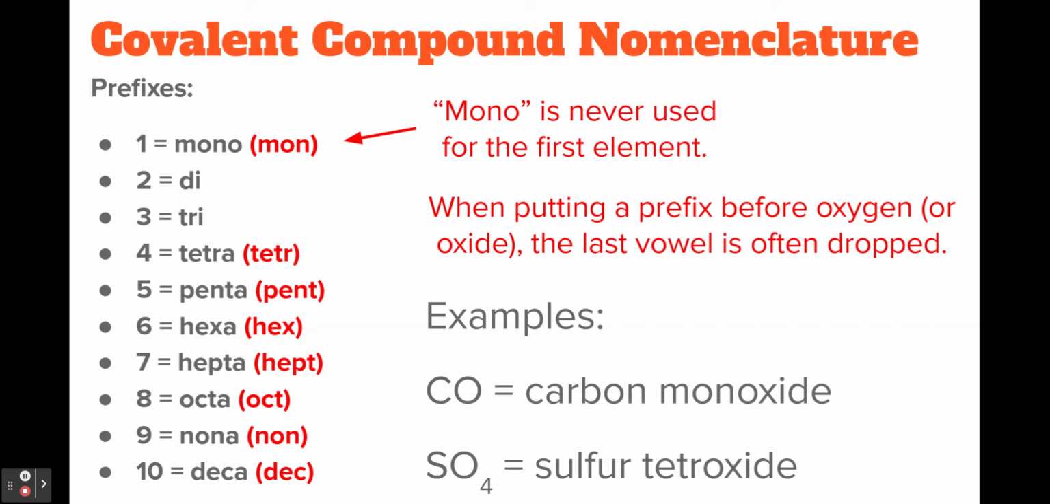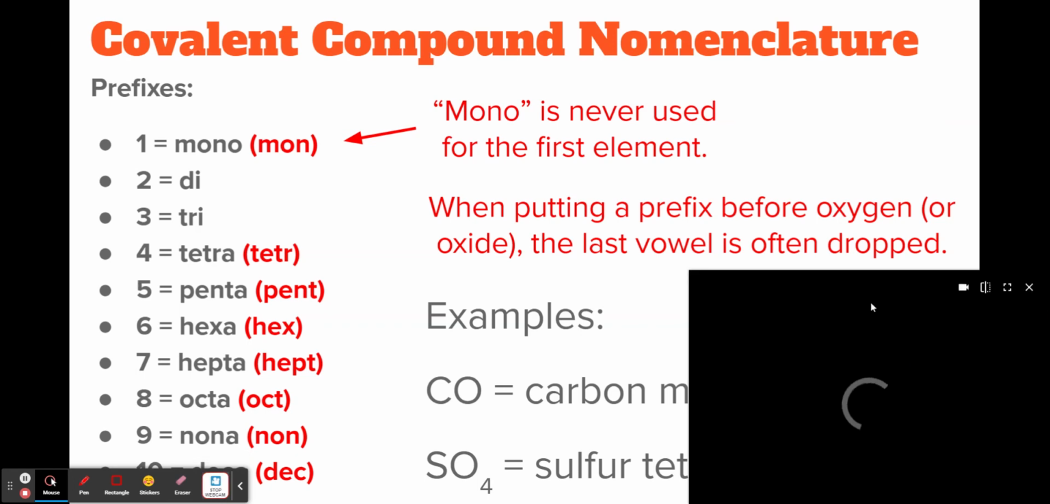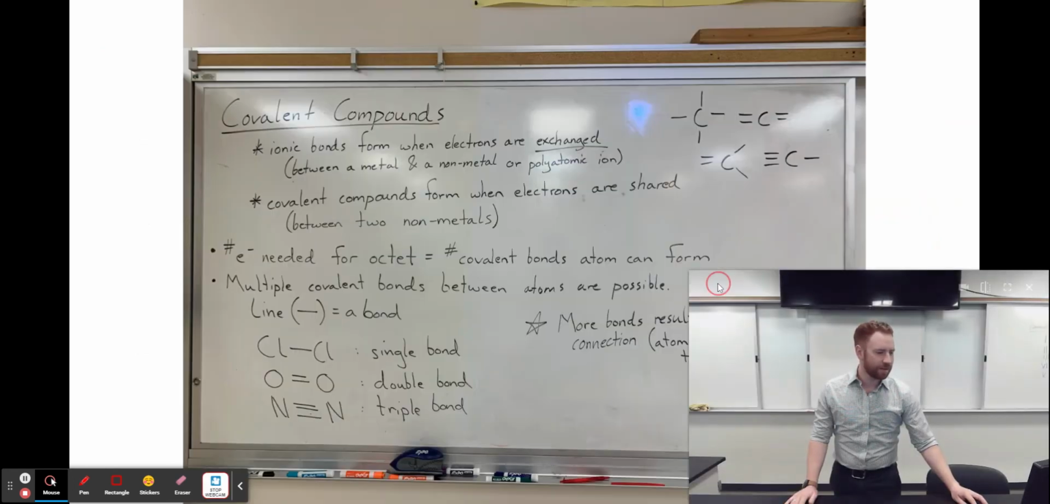So examples that show both of those things: CO is carbon monoxide, not monocarbon, just carbon, and not monooxide, just monoxide. The second example, SO4, is sulfur tetroxide, not monosulfur tetraoxide. You don't use mono before the first word, and you drop the vowel on the second prefix. That's just something that you will really get used to as you do more of this practice. So that's how you do covalent compounds.